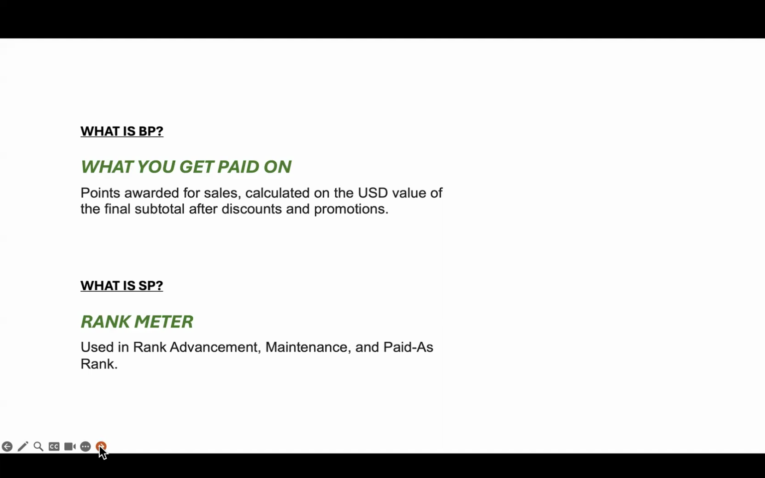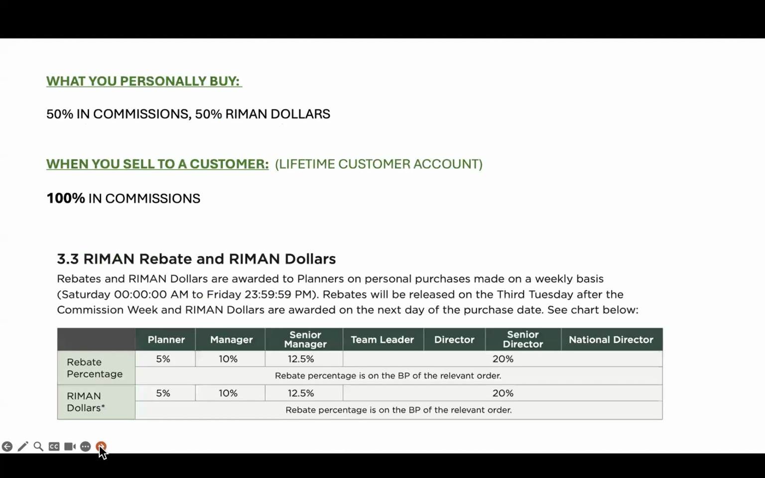Now, when you see on the other side something that says SP, this is called sales points. Consider this something like a rank meter or a savings account. It's used in rank advancement, accumulating points to get you to the next rank, which unlocks more money and more incentives. It's used in rank advancement, maintenance, and paid-as rank status. So SP calculates how we get promoted, unlocking money, and knowing what rank and pay grade we are. BP is what we get paid on. That's our commissionable sales.